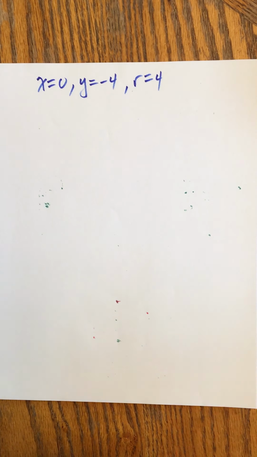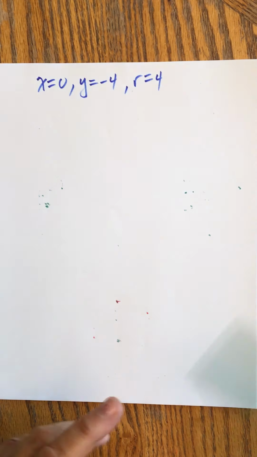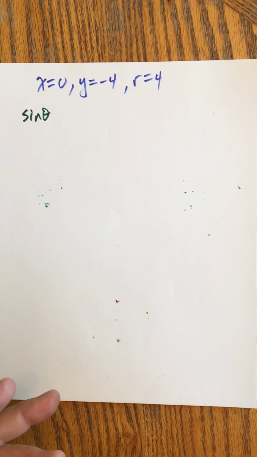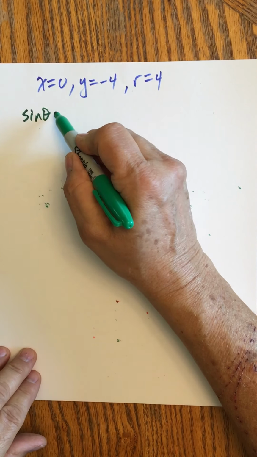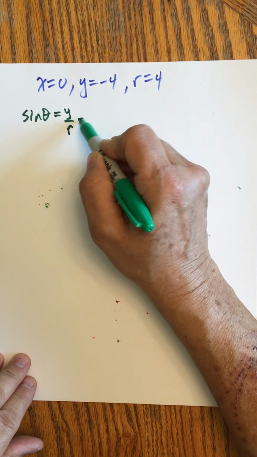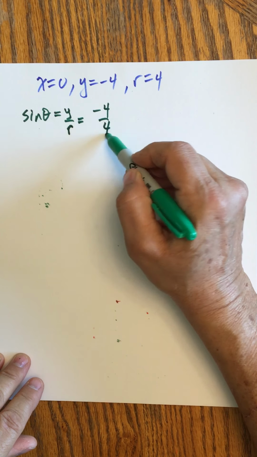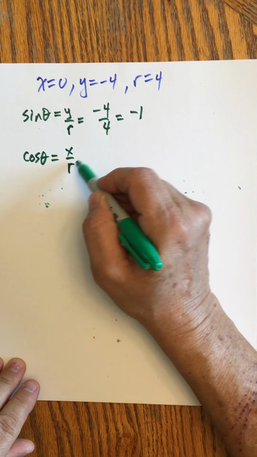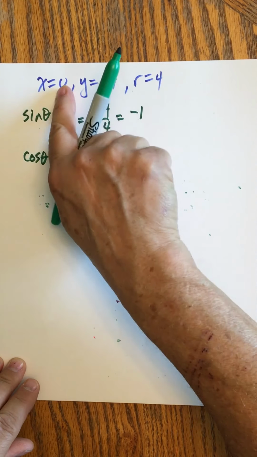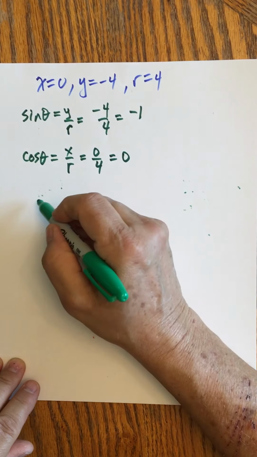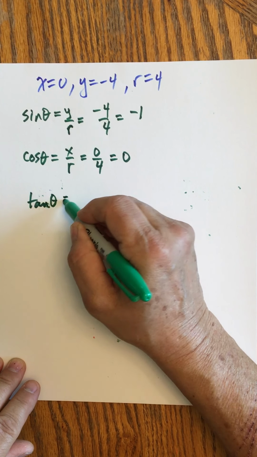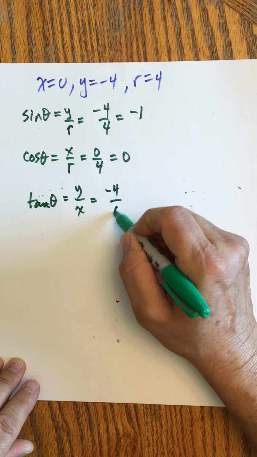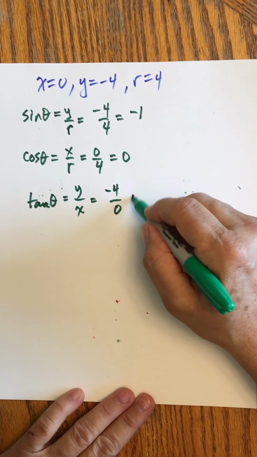Right? So now when you find your 6 trig ratios, you're doing what you would normally do. Sine of that angle, which by the way would be 270 degrees, is y over r. So in our case, -4 over 4, which is -1. Cosine of the angle is x over r, which would be 0 over 4, and that's 0. Tangent of the angle is y over x, which is -4 over 0. And remember that you can't divide by 0, so that's undefined.